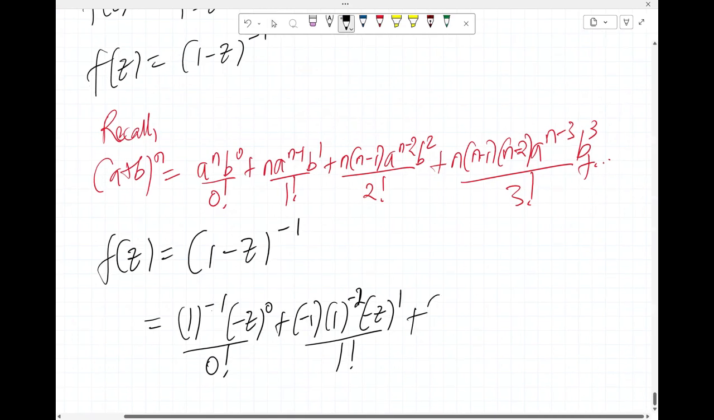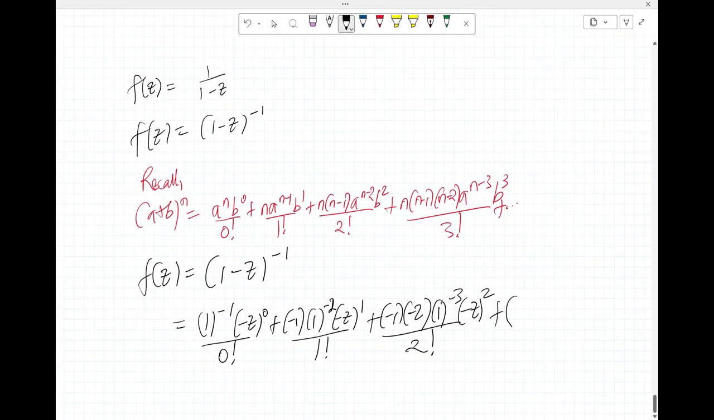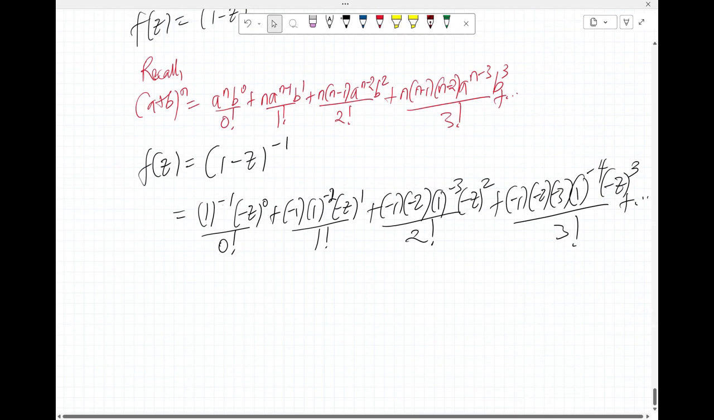Then I go again. I have minus 1, minus 2, 1 raised to power minus 3. That's minus 2 minus 1. Then minus z raised to power 2, all over 2 factorial. Okay, I'll do one more. So we have minus 1, minus 2, minus 3, 1 raised to power minus 4, then minus z raised to power 3, all over 3 factorial. And that goes on like that. So if you tidy all of this up, you see what you get.